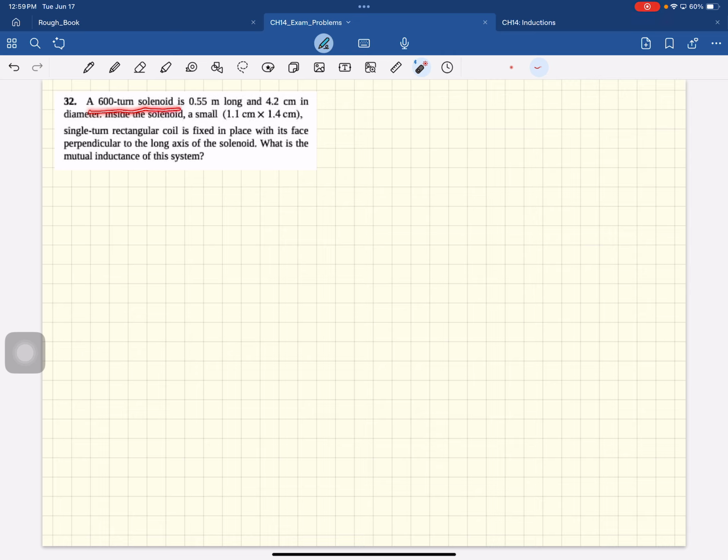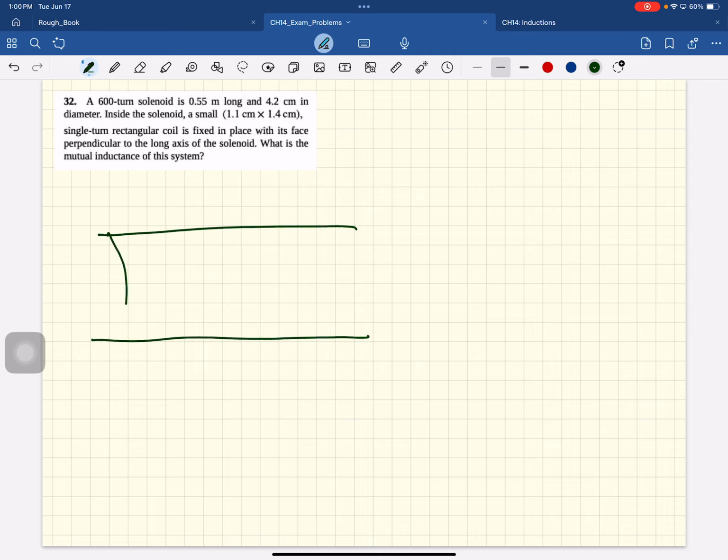A 600 turn solenoid is 0.55 meter long and 4.2 centimeter in diameter. Inside the solenoid, a small single turn rectangular coil is fixed in place with its face perpendicular to the long axis of the solenoid. What is the mutual inductance of the system? So for this configuration, we'll give you a formula. So here's the solenoid. When you pass a current through it, it'll produce a magnetic field like that.